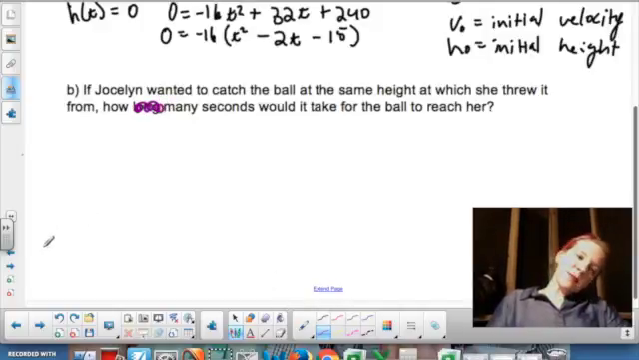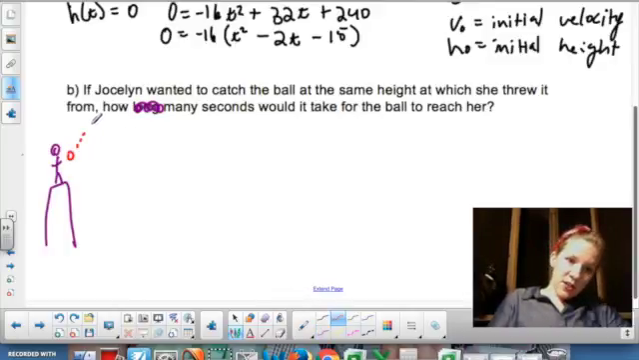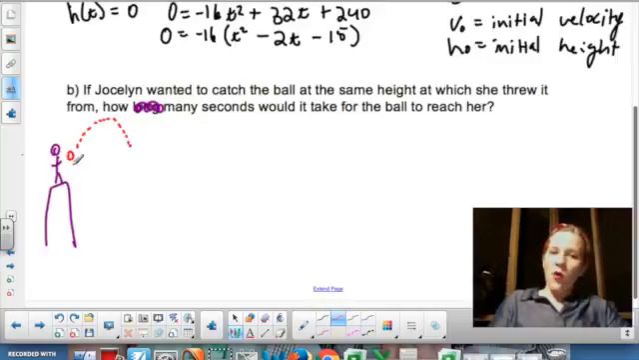So what that means is, picture we've got little Jocelyn standing on top of the Empire State Building or whatever building is 240 feet high. She has this little ball. I'm not an artist, okay? But she has this little ball and she throws it and it kind of arcs up and then starts falling back down. We want to know how long it's going to take for this ball to go up and travel back to where she started. So before we were looking for how long is it going to take to hit the ground. Now I want to know how long it's going to take before we're right there.